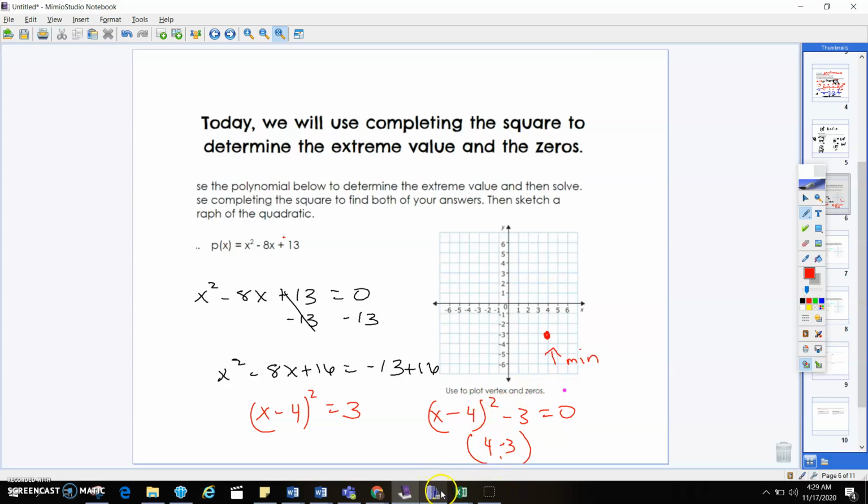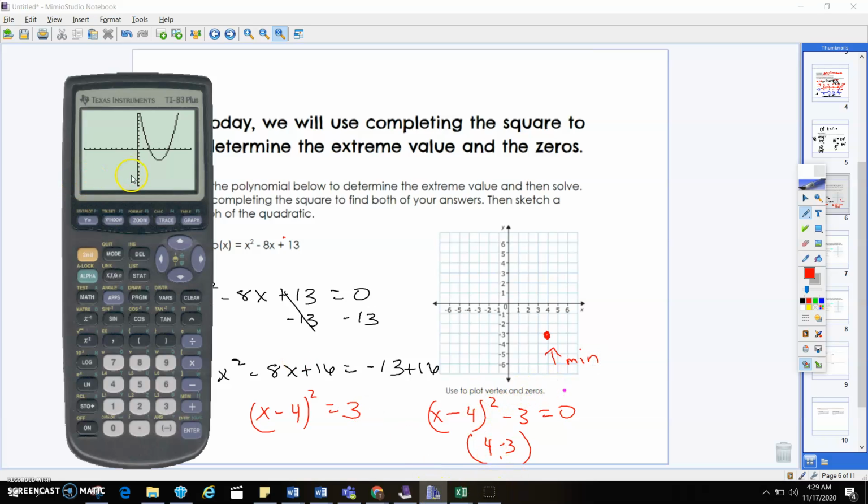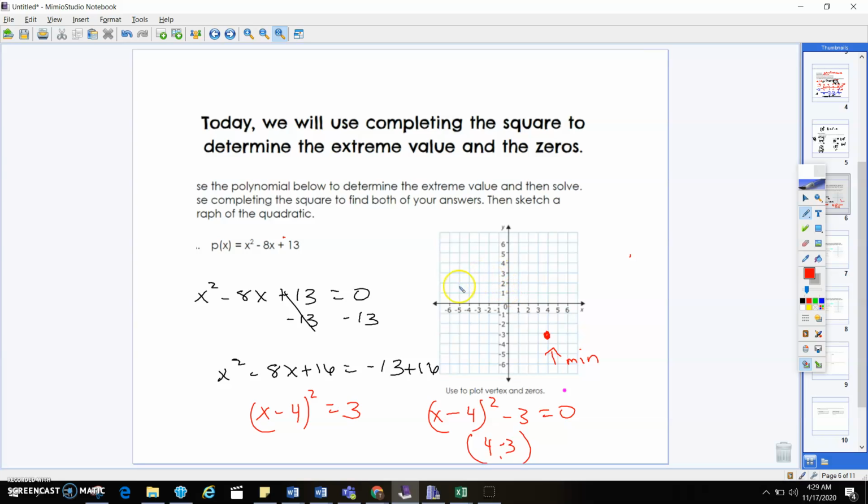Okay, so let's check that in our graphing calculator. So if we graph this, yeah, that's where my minimum is going to be. Okay, now you can use this in order to factor. I personally don't like to, but we can do it.